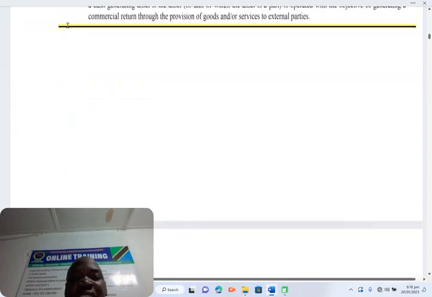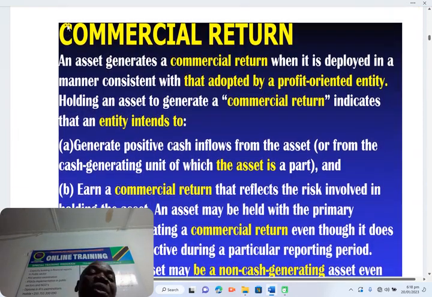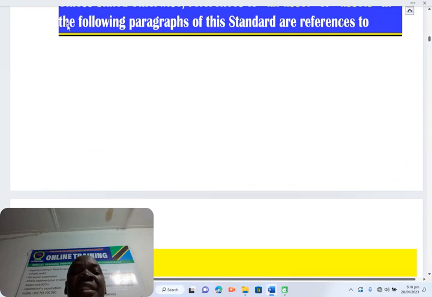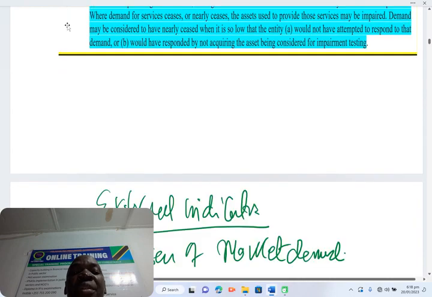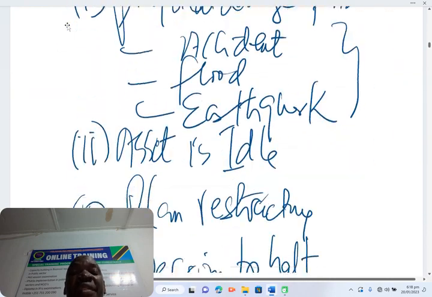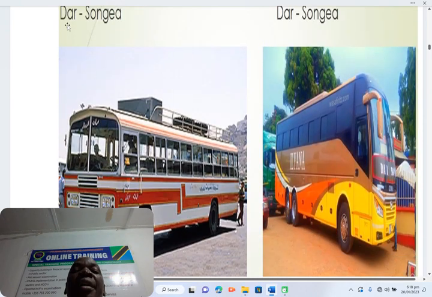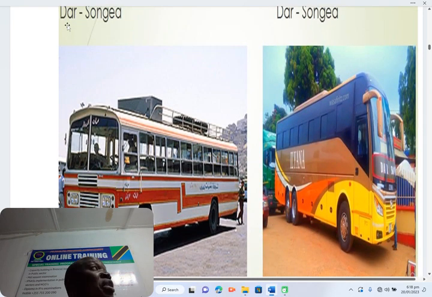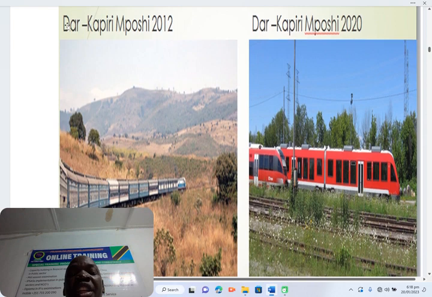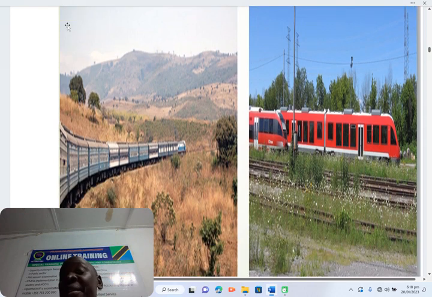So let's go further. I told you commercial return assets are the assets held only for the purpose of generating income return. But for non-commercial, it is an asset held for the purpose of rendering the service only. We have these examples on how to go for impairment. There is an issue of technology. It can cause us to be impaired. An issue of technology, I said SGR is coming.